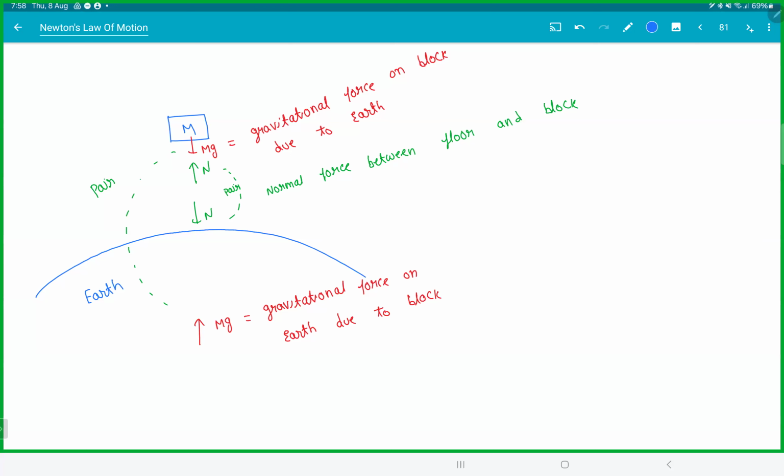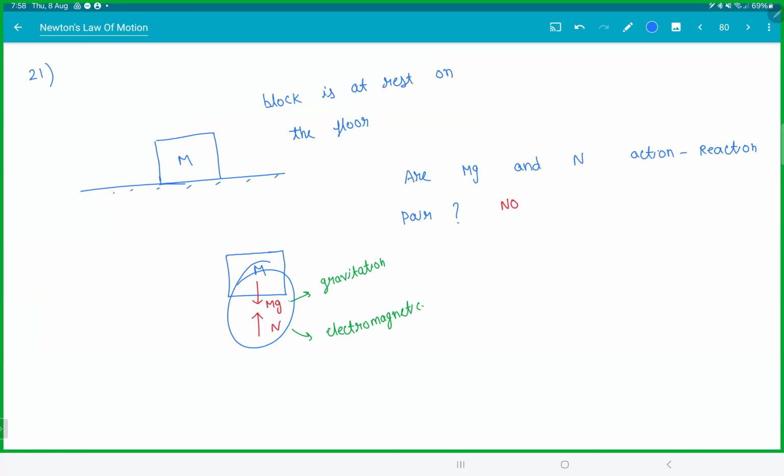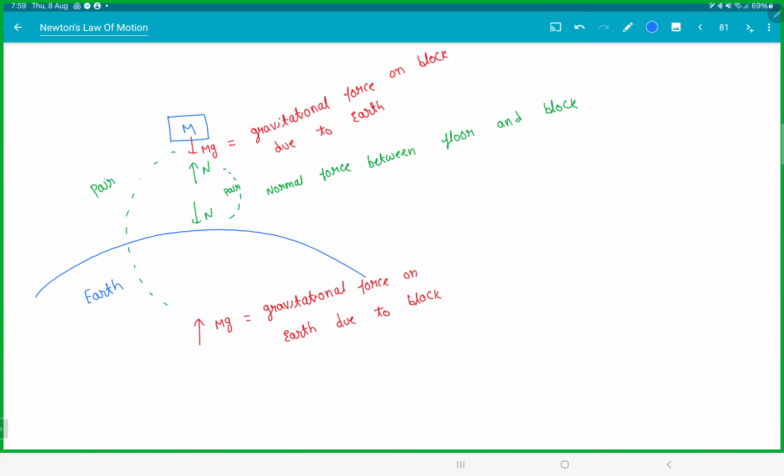Clear with this? It's a good theoretical question. Most people think N and mg are a pair because they look equal and opposite. So if you just write that one statement, Newton's third law is forces are equal and opposite, this satisfies equal and opposite. The problem is that then things go wrong. It has to satisfy all those 6 conditions. Is this clear, everyone?